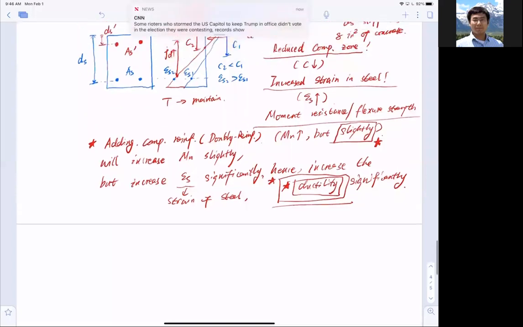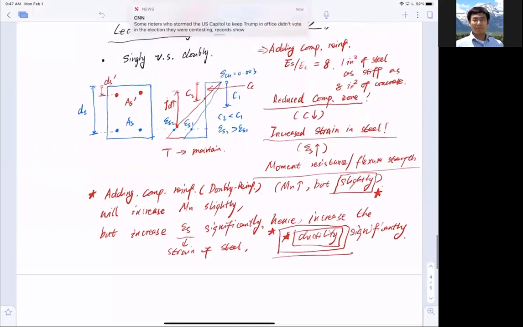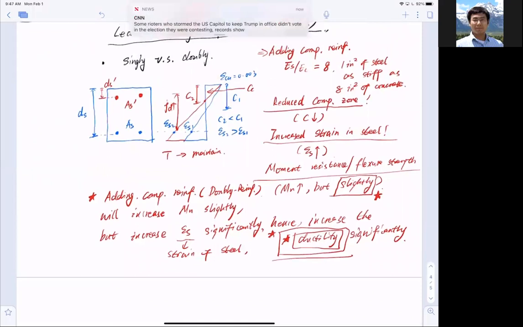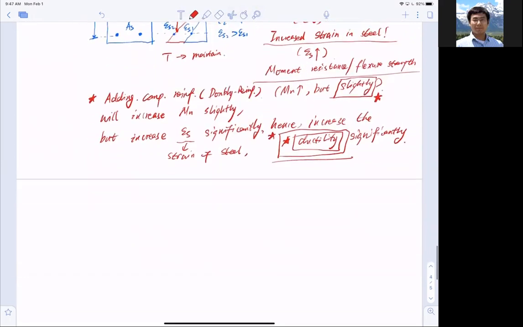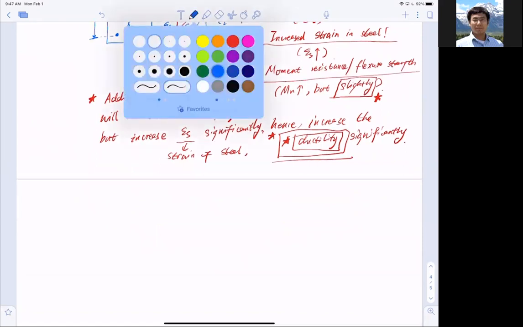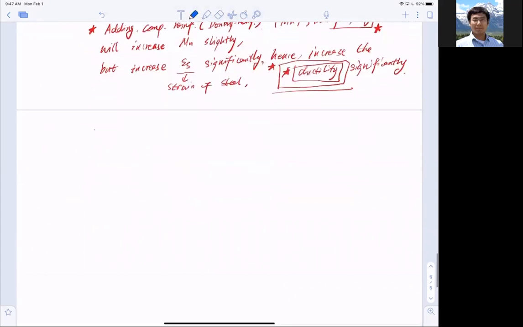Now you know the reason why we add compressive reinforcement. The reason we add compressive reinforcement is to increase the strain in the steel on the tension side and increase the ductility. But not too much on the moment resistance. It's a slight increase, but not much. So with this motivation, we need to know how to compute it, meaning how to analyze a doubly reinforced section.